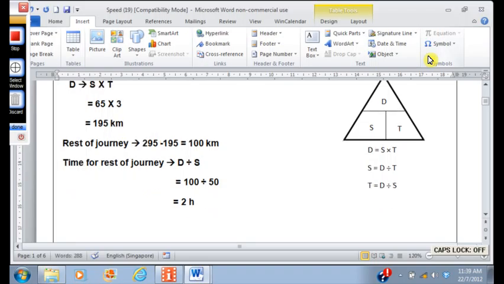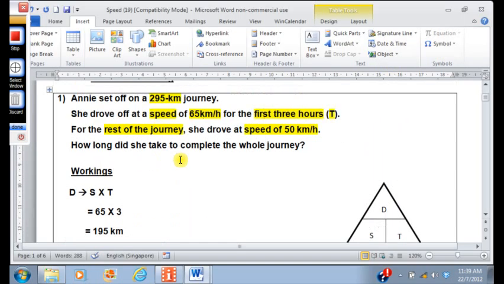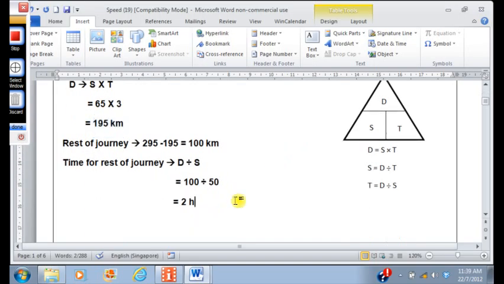Right, finally, what do we have now? We have 2 hours that she took for the rest of the journey. She took 3 hours for the first 195 kilometers. How long did she take to complete the whole journey? Well, they're asking for total time.